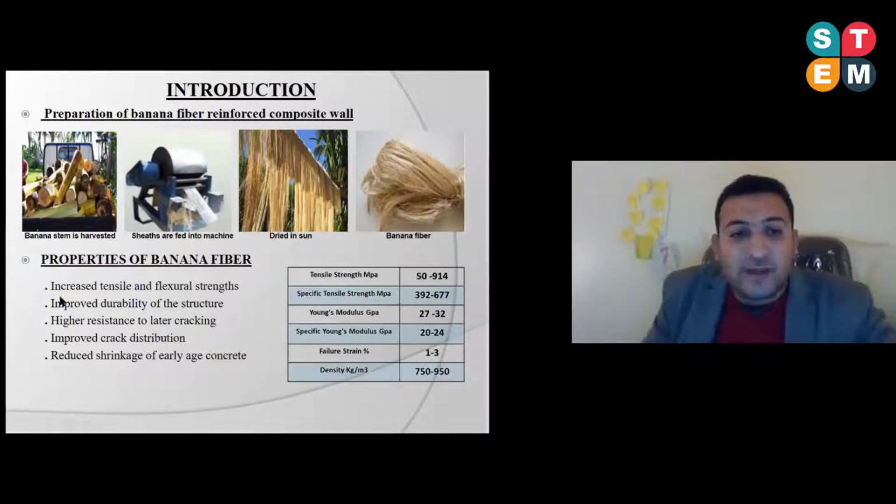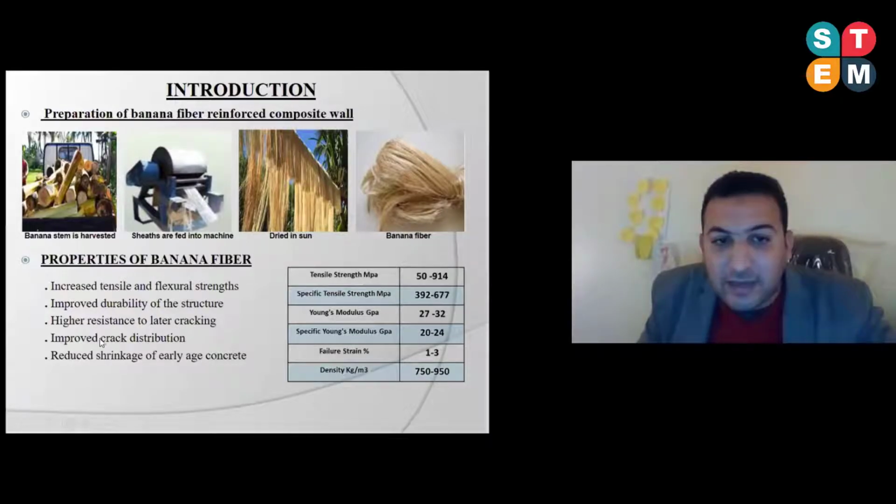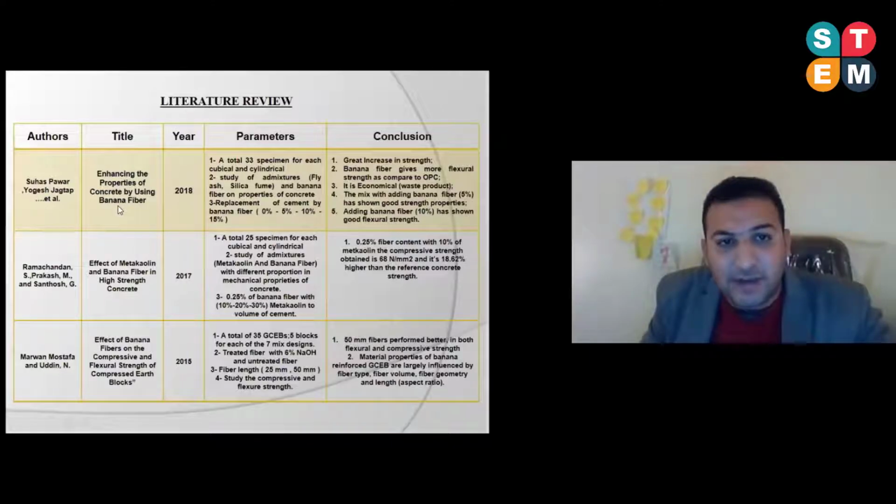The properties of the banana fiber increase the tensile and flexure strength, improve durability of the structure, give higher resistance to lateral cracking, improve crack distribution, and reduce shrinkage at early age of concrete. Literature review: there are three literatures. The title is Enhancing the Properties of Concrete by Using Banana Fiber. The second is the effect of metakaolin and the banana fiber in high strength concrete. The third, effect of the banana fiber on the compressive and flexure strength of compressed earth block.